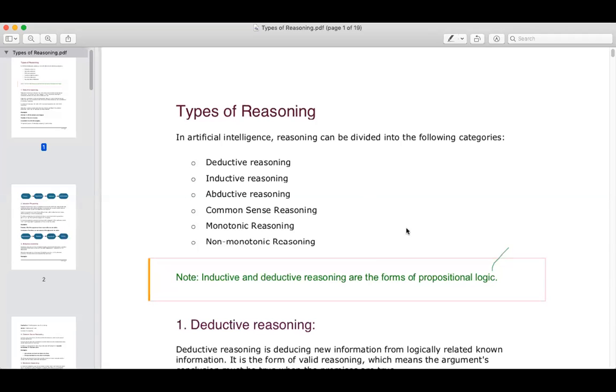So the reasoning is divided into the following categories. There are different types of reasoning that we can see. The first one is deductive reasoning, then inductive reasoning, abductive reasoning, common sense reasoning, monotonic reasoning, and non-monotonic. Before going into this, I would like to share one PowerPoint, and then it will be more clear to you about the reasoning. Let's elaborate this.